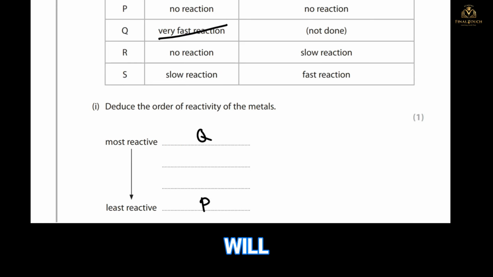So R will be the next least reactive since it has no reaction with water and undergoes a slower reaction with dilute hydrochloric acid. The second most reactive will be S. So that's your answer for question 2, part A1.